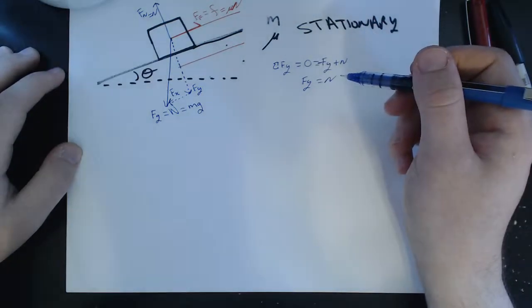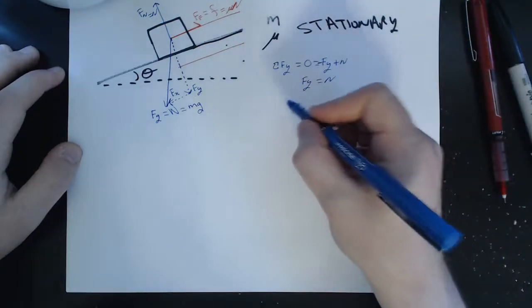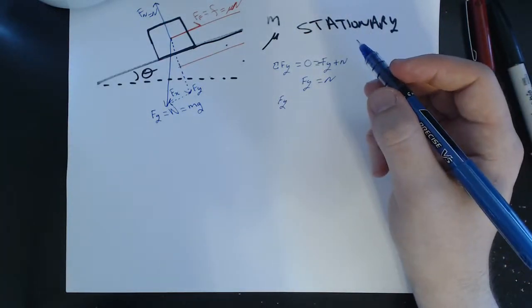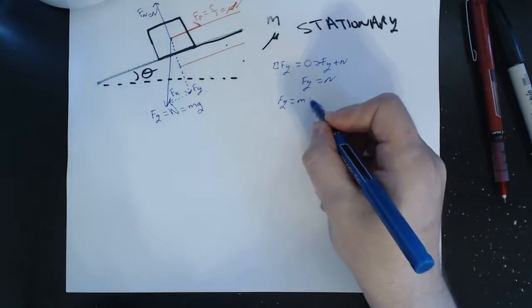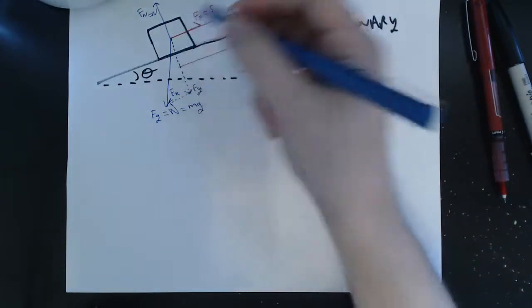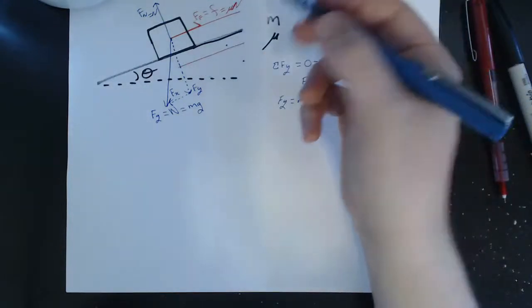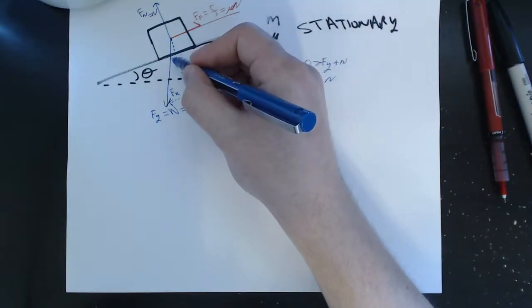Now if you want to find n, you need to find Fy. And Fy is a component of the force of gravity, which is equal to mg. So Fy is going to be mg times something, which is going to involve a trig function, which I'm sure you've seen so far. That's how free body diagrams normally work out.